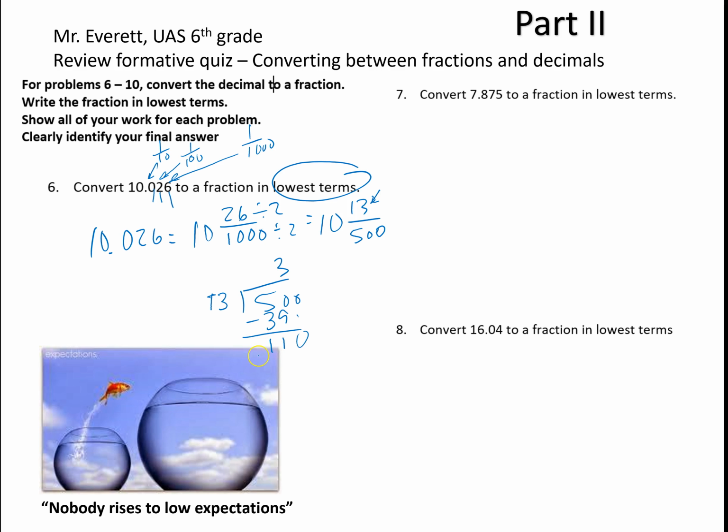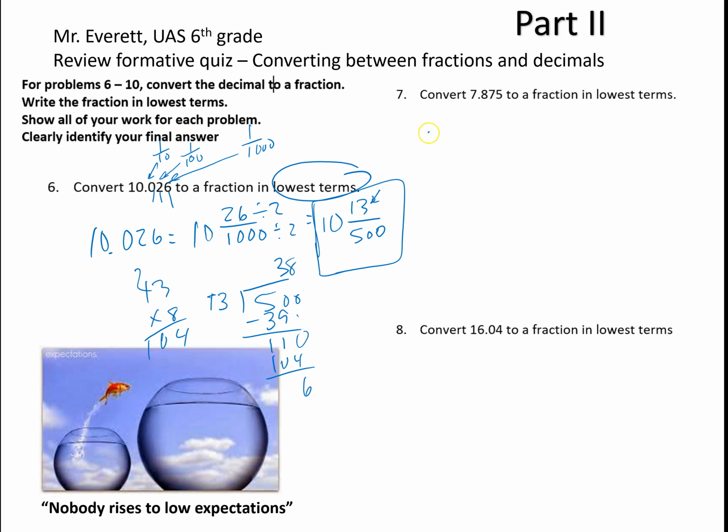I believe it's about 9 times, or we'll try 8, 13 times 8 is 104. So I can't divide 13 into 500 evenly. That means that 13 is not a factor of 500. So I can't get any lower. It's already in lowest terms. The only common factor between 13 and 500 is 1. So it's in lowest terms.